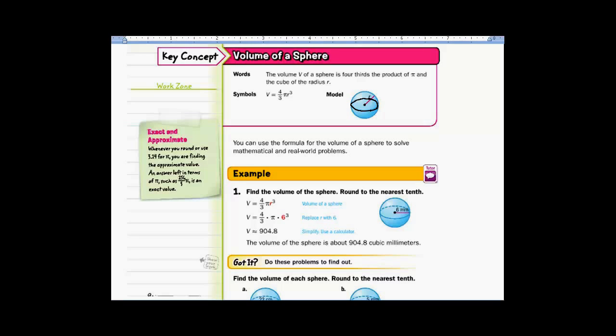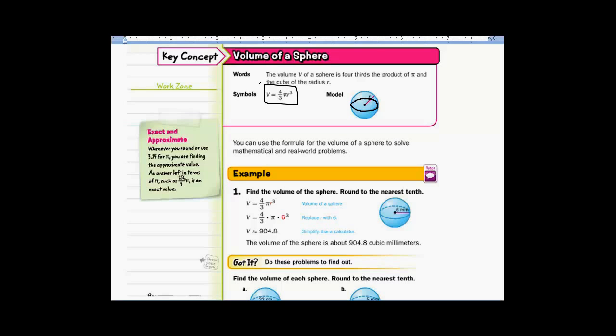There is a specific formula to find the volume of a sphere. Looks complicated, but when you break it down, it's really not. It's just 4/3, so 4 divided by 3, times pi, times r cubed. So it's r times r times r. That's what we've got. And you just plug in the numbers to the formula, and you are good to go.